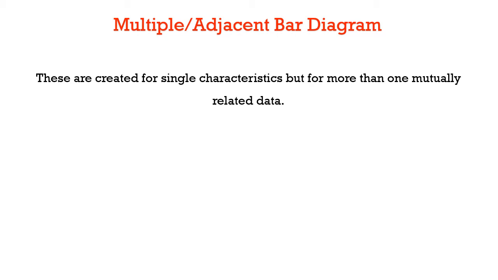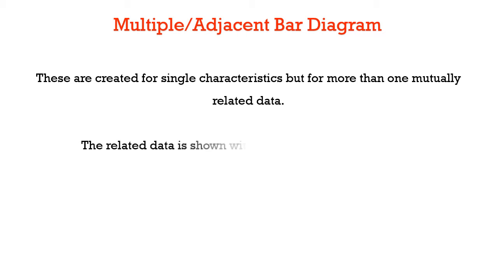But in this type of diagrams, if we are taking population, it could be male and female population. If we are talking about workers working in a company, that could be men and women. So these kind of data are there. If we are talking about the budget of a household, it could be expenses and savings. So there's more than one type of related data in multiple or adjacent bar diagram.